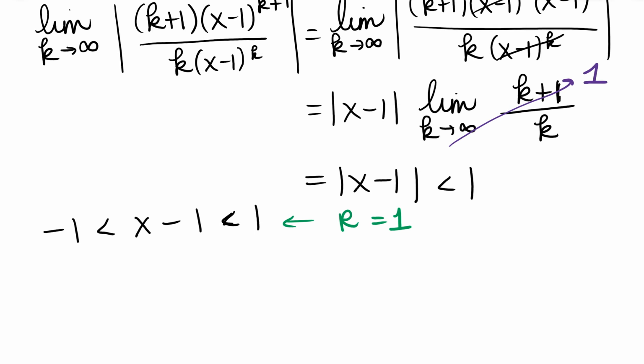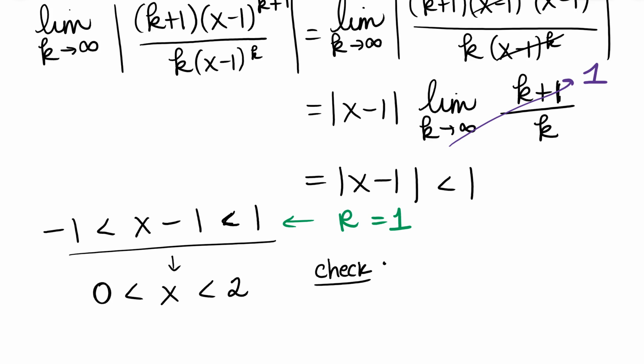So I'm going to solve this compound inequality for x, which means I'm going to add 1 to everything. So what's my possible interval of convergence? Well, x needs to be between 0 and 2. Now I just need to check: can x be 0? Can x be 2?